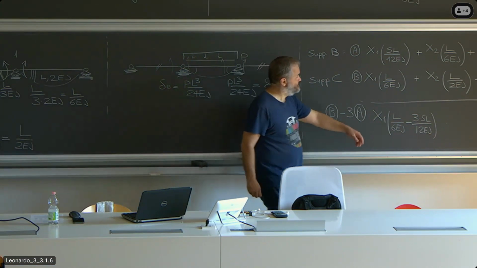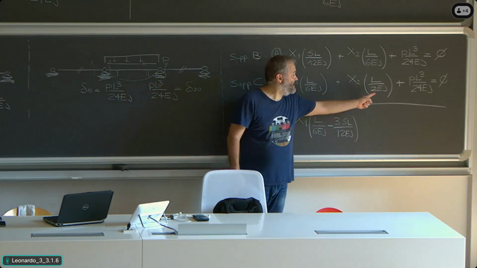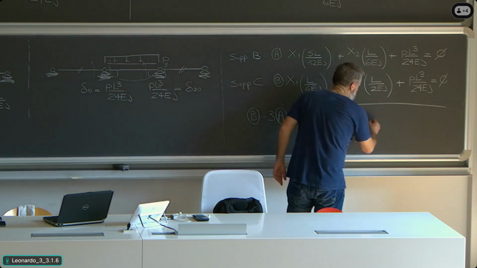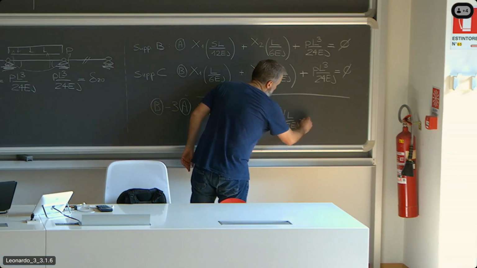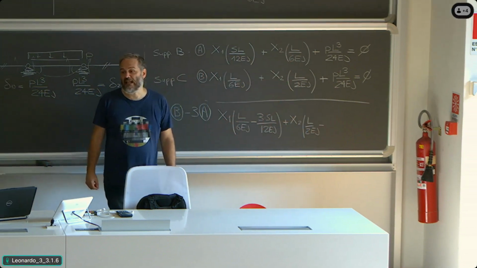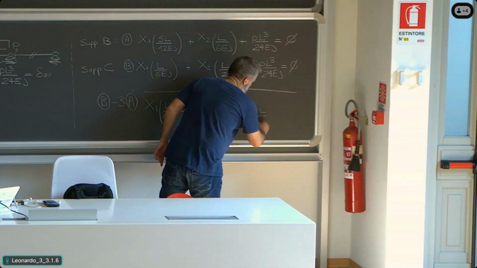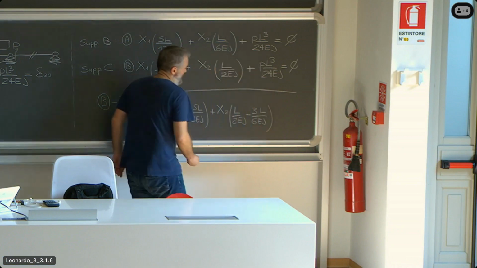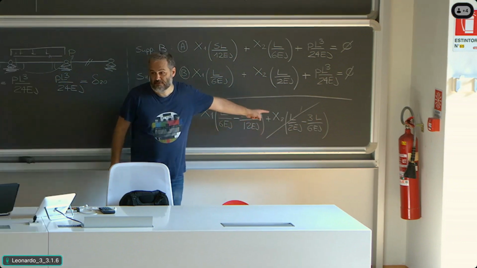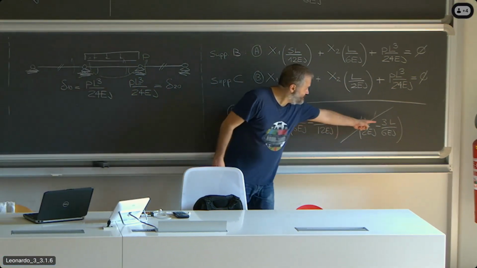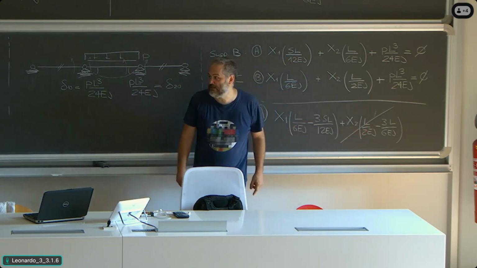Plus, what happens at the coefficient of x2 if I subtract from L divided by 2EJ three times L divided by 6EJ? It basically cancels out, because 3 times L divided by 6EJ is exactly equal to L divided by 2EJ.